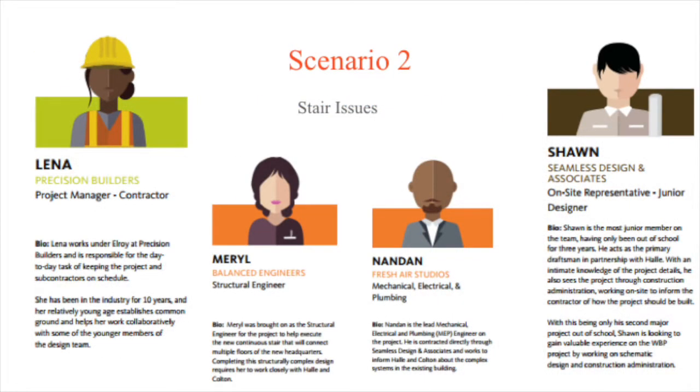In our second scenario, Precision Builders and Seamless Design are working together in the design assist process to write the scope and specifications for the main staircase for the project. The staircase is a crucial element of design for the construction of the building. In this scenario, Sean, the junior architect mentioned in the last scenario, writes a scope for the staircase and then works with Lena, the project manager for Precision Builders, to write the specifications for the stair.